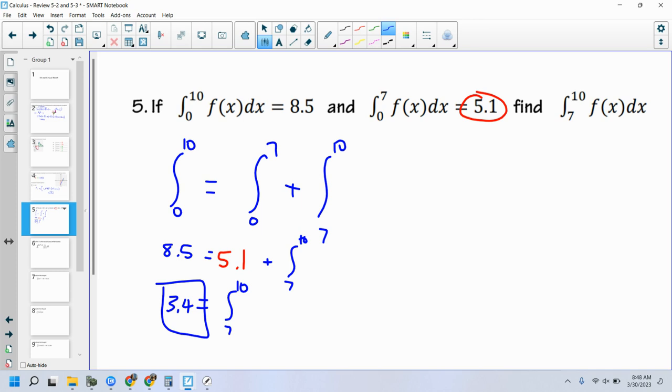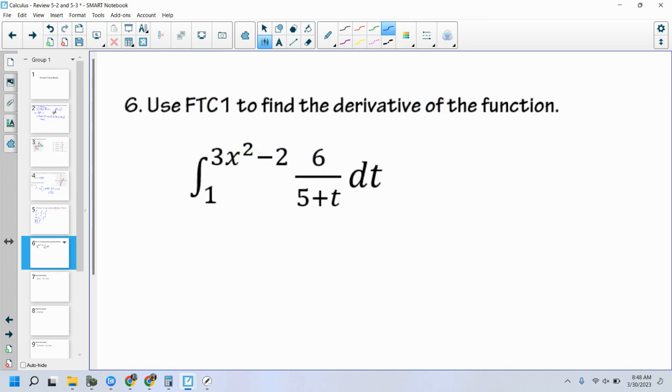Questions about that? Cool. All right, I had a lot of people asking me, what's FTC1? What is FTC1? What do number 6? Like, what does that tell me? Remember, FTC1 is the property that says that if you take the derivative of an integral, they are inverse processes, so therefore they will cancel themselves out.